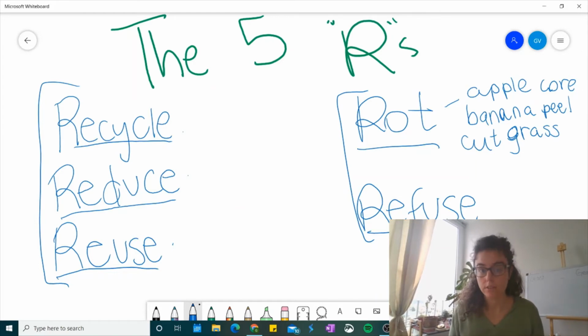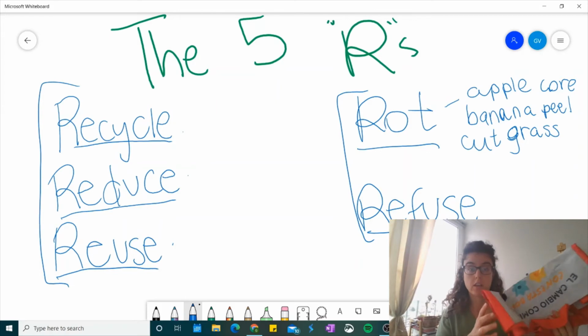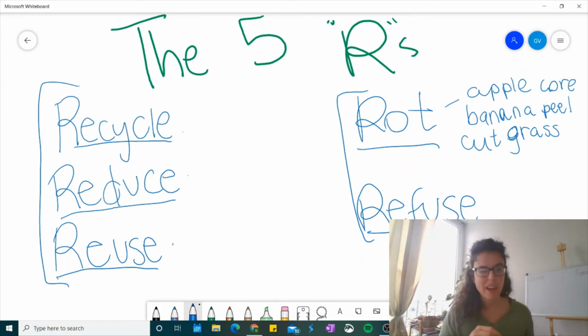So refusing means to make the choice to not buy or to not use things that can't be recycled. So when you have those plastic bags, like from the supermarket, sometimes you get plastic bags, those can't be recycled because it's a type of plastic that we don't have a way to recycle. So a better idea is to bring your own bags that are made of cloth, or like these ones from the supermarkets. These can be recycled. These are okay to recycle. But the other plastic bags, they're not easy to recycle, so we have to throw them out.